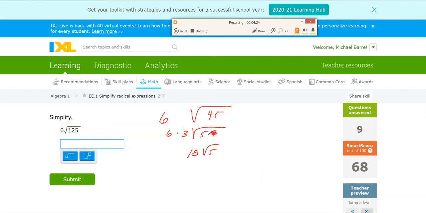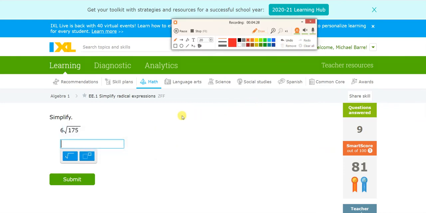And let's jump a level and see what happens. Just bigger numbers, right? So whatever I get, I'm going to multiply it by 6. Let's see. 175, that's 7 times 25. That's 175. And the square root of 25 is 5. So 6 times 5 is 30. So 30 square root of 7.